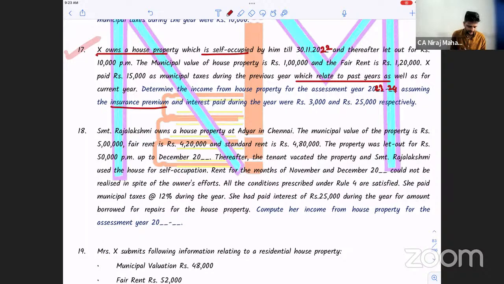Assuming insurance premium and interest paid during the year were 3,000 and 25,000 respectively. When interest paid, obviously will take interest on borrowed capital. Calculate this quickly. I will not even discuss much. I'll do in rough later on. Okay. I'm giving you 2 minutes to solve this quickly. Online, everybody on YouTube who are there, comment quickly.